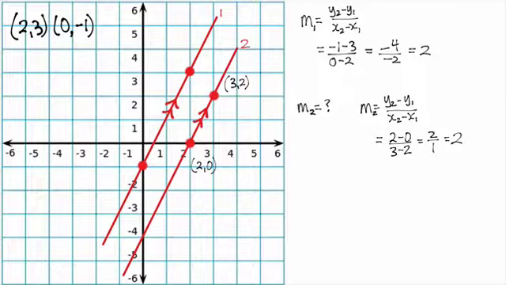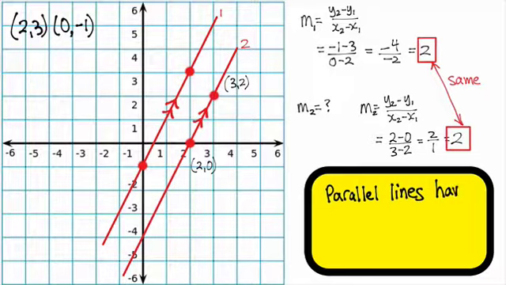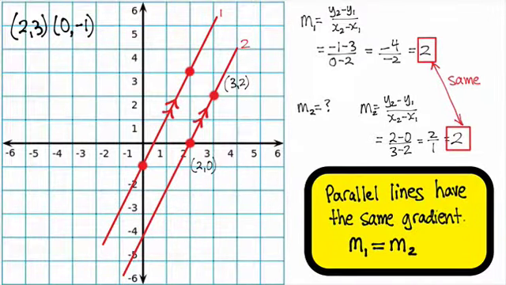What do you notice about the 2 gradients? Yeah, of course, they are the same. So that's the first important idea for us: parallel lines have the same gradient. In other words, m1 will equal m2. So if 2 lines have the same gradient, we know that they are parallel.